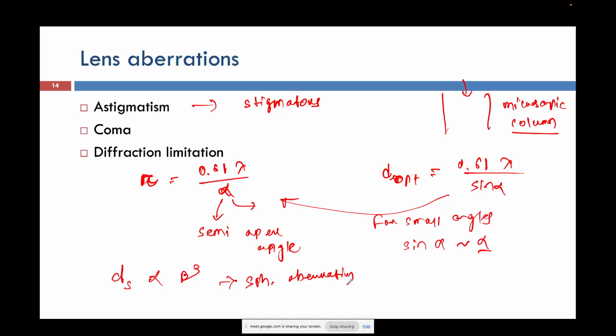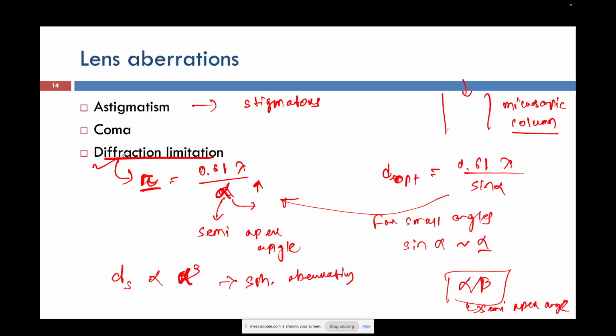Right? So in spherical aberration, if you want to limit the diffraction, if you increase alpha, the semi apex angle, the diffraction will decrease. That means the aberration due to the diffraction of the electrons while they travel through the lenses will be limited. Okay, I will write it as alpha, not beta. So by increasing the semi apex angle, you are reducing this diffraction limitation.